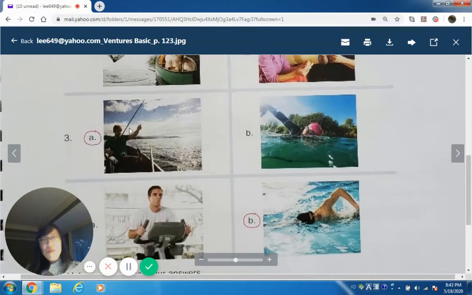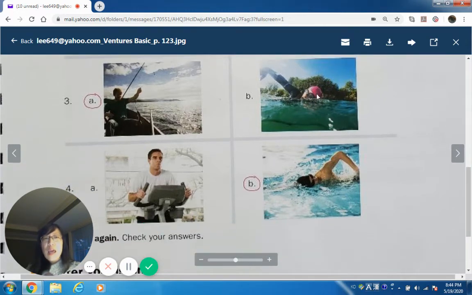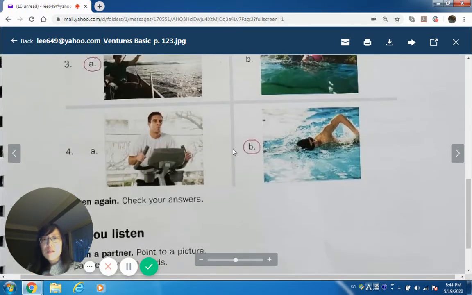4, So number 3, he likes to fish. So the answer is A. He likes fishing. Or B. The picture of B is she likes to swim. She likes swimming. That's a swimming goggle and swimming cap. She's wearing a swim cap and a swimming goggle. What do you like to do? I like to swim.